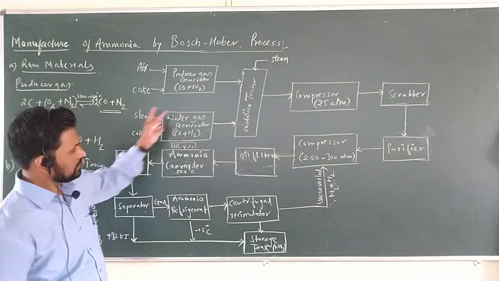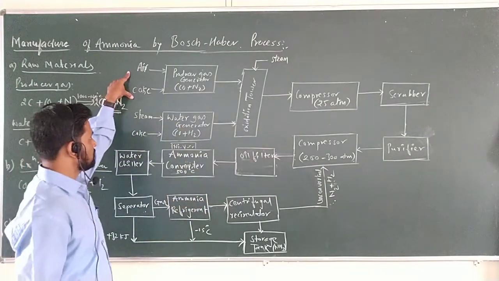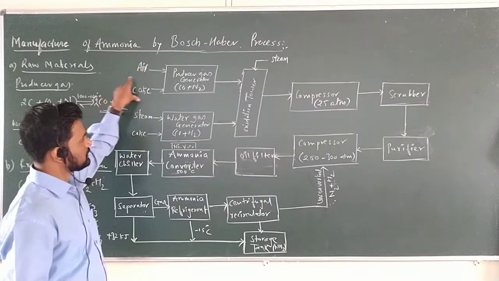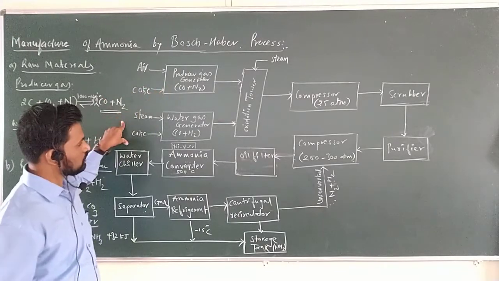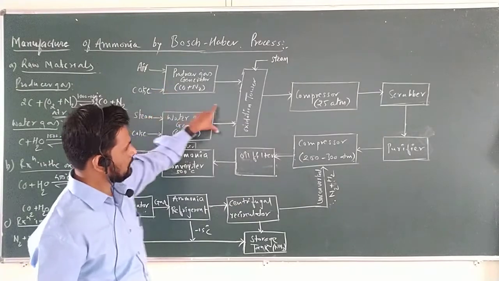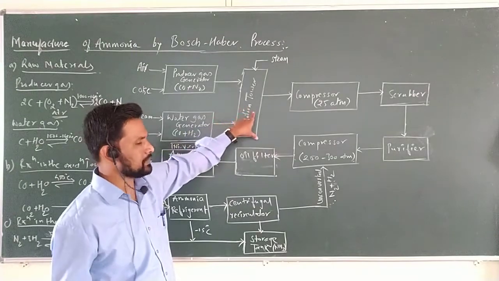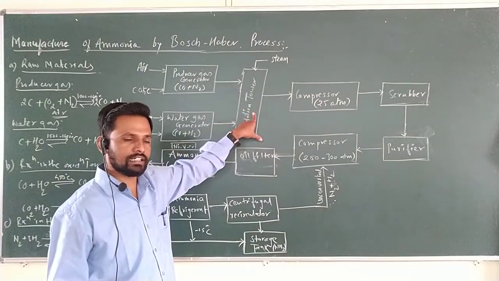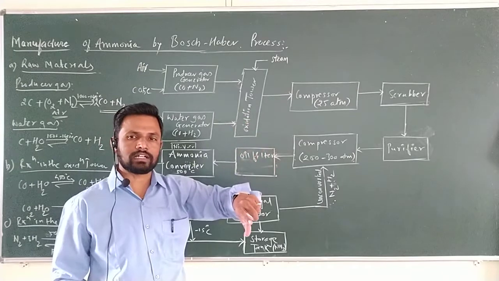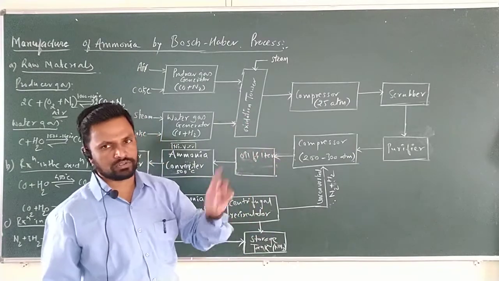How can ammonia be produced? Again I will repeat. Initially raw materials are taken: air plus coke for the producer gas, steam plus coke for the water gas. Once the producer gas and the water gas are formed, they pass through the oxidation tower, where the reaction takes place, the carbon monoxide formed is converted into carbon dioxide, and the carbon dioxide is dissolved by water to form H2CO3.